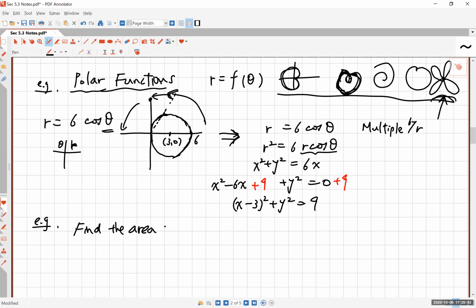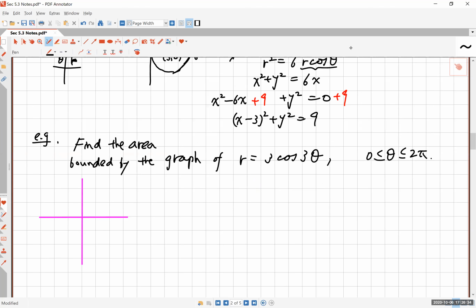Let me go ahead and write the whole problem down. All right, so the question is, find the area bounded by the graph of this function, 3 times cosine of 3 theta. Do you have any idea what it looks like? Well, maybe not, maybe you do. So let's at least sketch a little portion of this, that way we can maybe use symmetry or something.